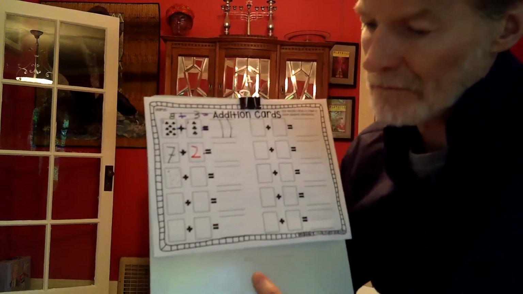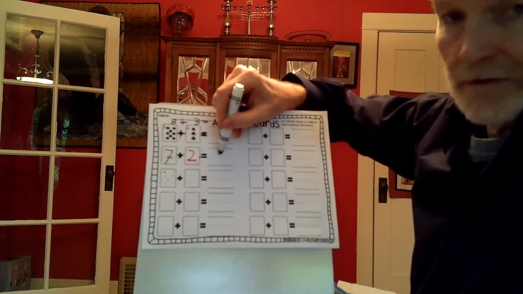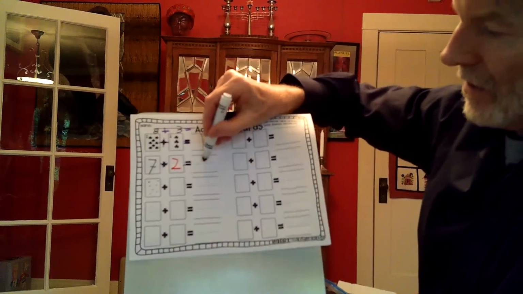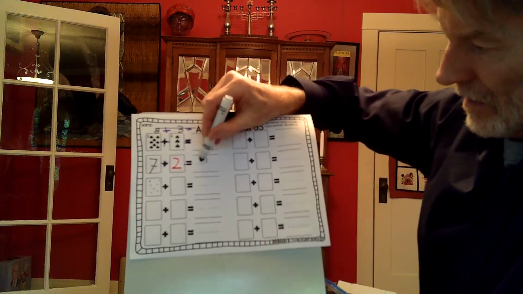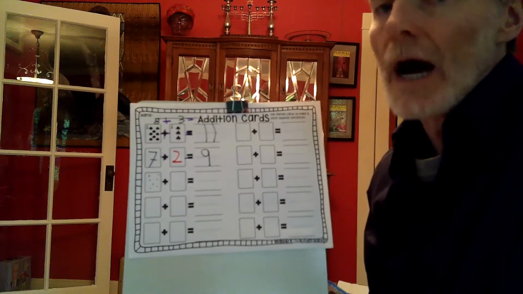I'm going to move these because I have no space there. And then with pencil, 7 plus 2 equals 9. Right? We counted. 7, 8, 9. I'm going to write that here. Loop and the line, that makes 9.